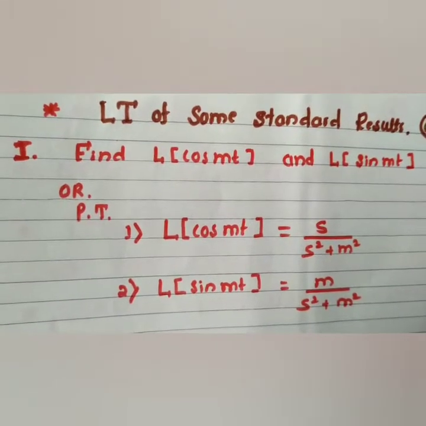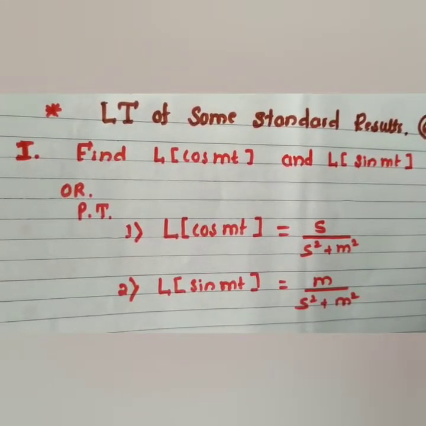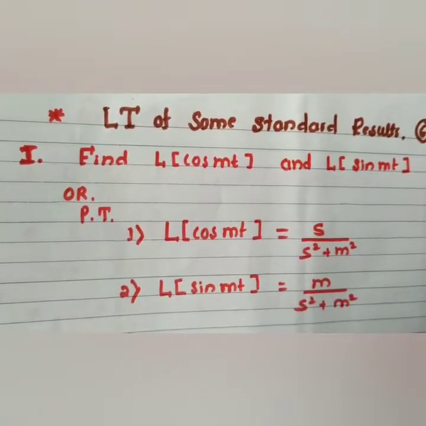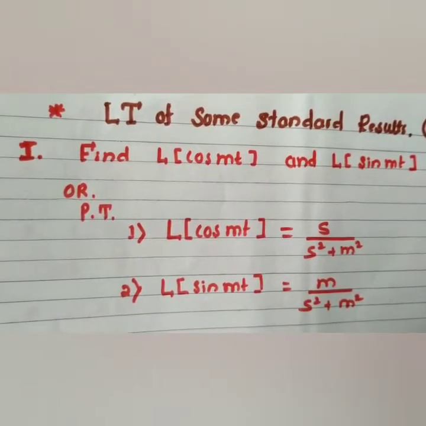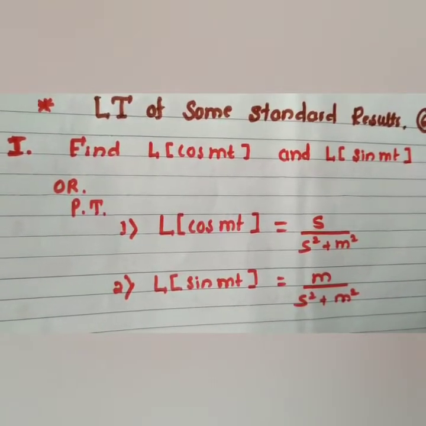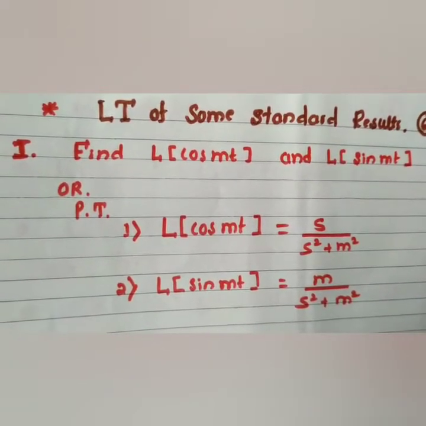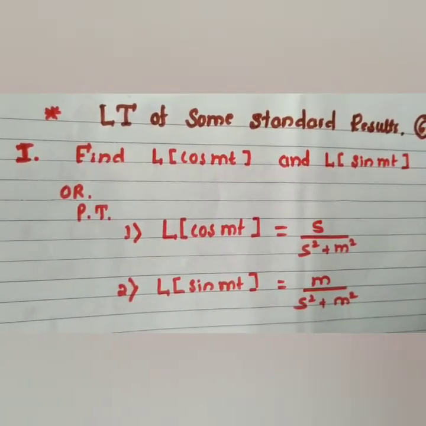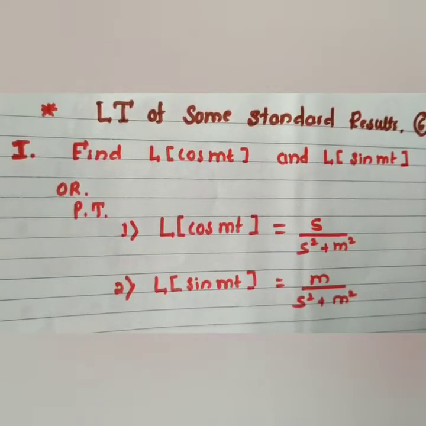L of cos mt is s by s square plus m square. After operating L to cos mt, it becomes s by s square plus m square, and L of sin mt is m by s square plus m square. Read once again. What is the result of L of cos mt? s by s square plus m square. L of sin mt, m by s square plus m square.